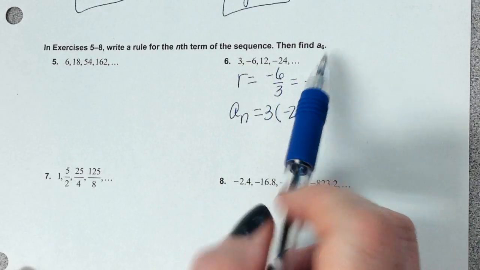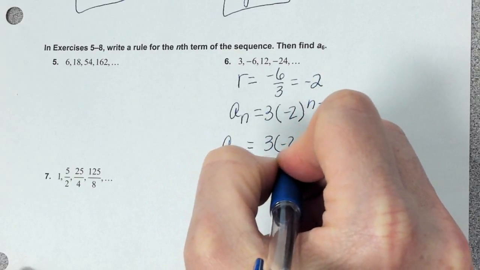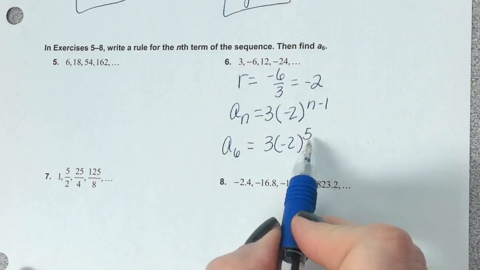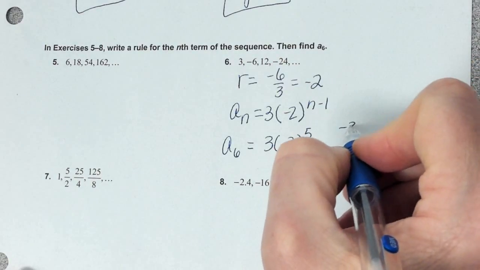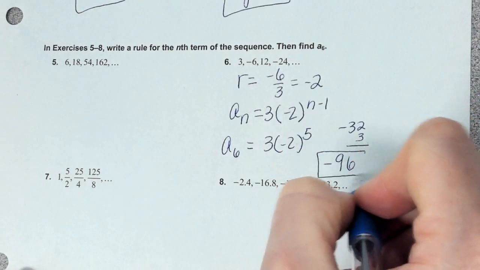Then they ask us to find A sub 6. 6 minus 1 is 5. What's -2 to the 5th, guys? -32, so it would be -32 times 3. So that's going to be -96.